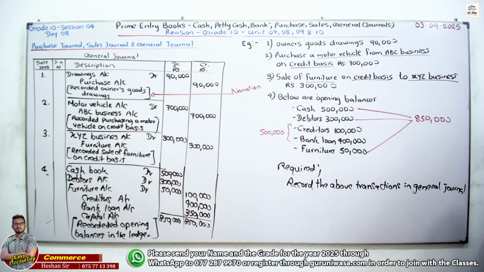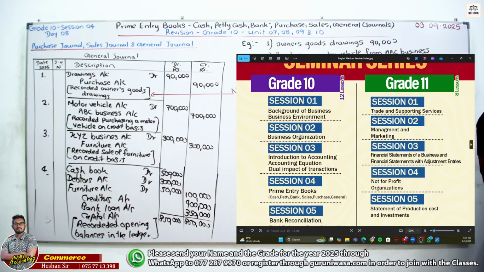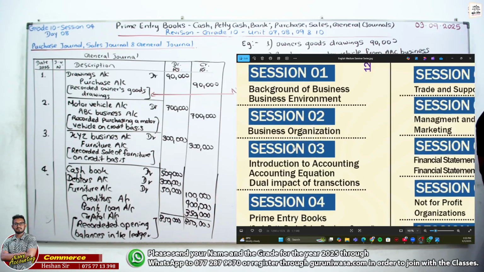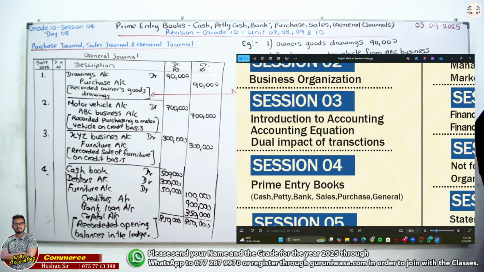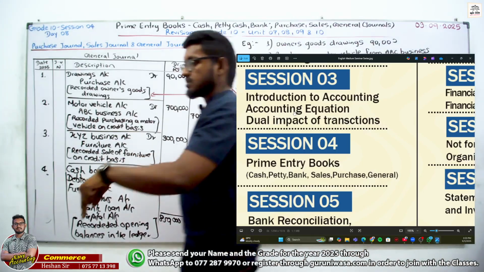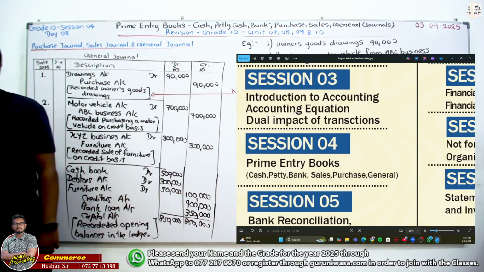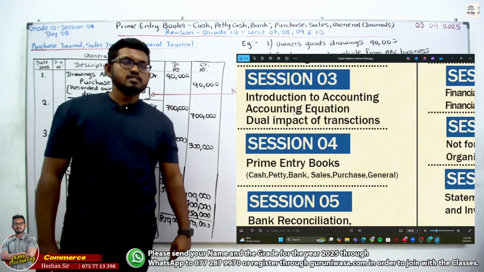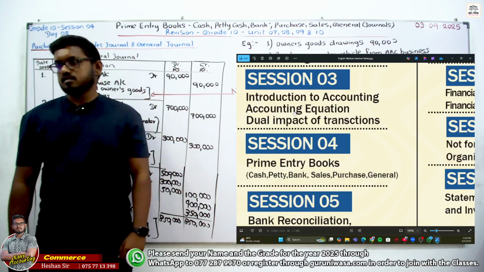Right. So now in here, all done, right? Just see, when it comes to this part, we finished introduction to accounting, accounting equation, dual impact of transaction, revision plus past paper. Now the primary book, right? Revision session done. Now the past paper discussion, right?